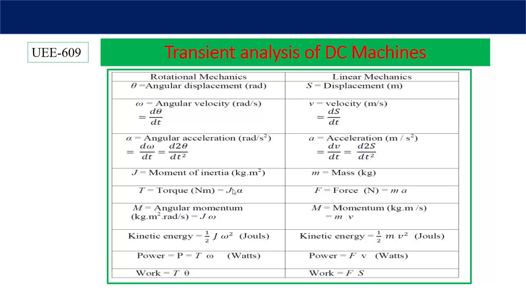Torque is equal to polar moment of inertia into acceleration. Here force is equal to mass into linear acceleration. So torque and force are analogous to each other. Angular momentum is J into omega; here it is M into V. Then kinetic energy is half J omega square; here it is half M velocity square. Power is torque into omega; here force into velocity. Work is torque into theta, where theta means angular displacement. Here work is equal to force into linear displacement.